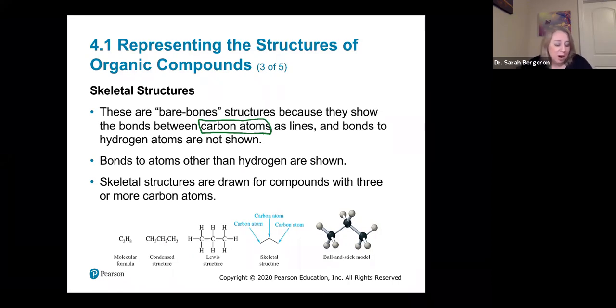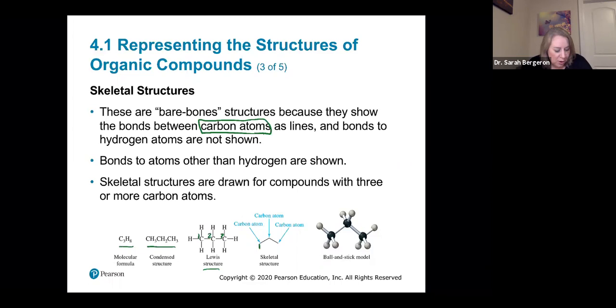So let's look at our example down here. We had C3H8. We showed its condensed formula, and we showed the Lewis structure. So what we do is we take this, either condensed, Lewis, whatever you want to think about, and we say, okay, if I have 1, 2, 3 carbons, right?